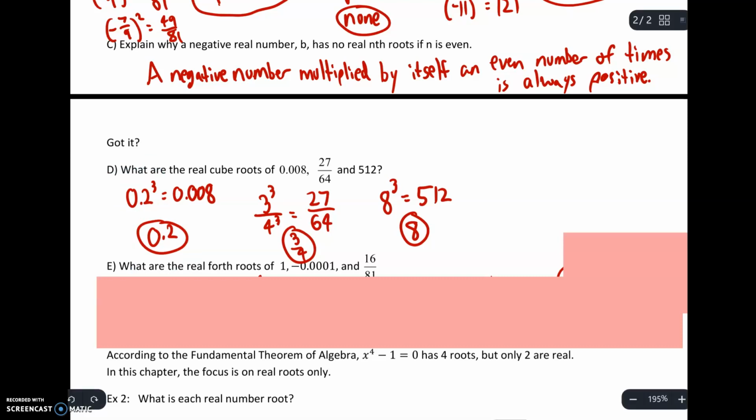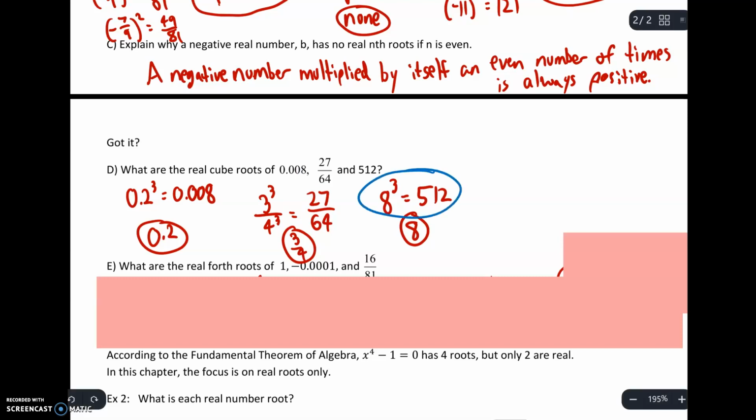And then if I was to use a fraction, same idea as from before, I could look at the numerator and the denominator separately. 3 times itself 3 times gives us 27. 4 times itself 3 times gives us 64, and that gives us 3/4 as an answer. Again, notice that we don't have a negative answer here, because if I was to use a negative an odd number of times, that would actually make my final answer negative. So that's why there's only going to be one solution there, 3/4.